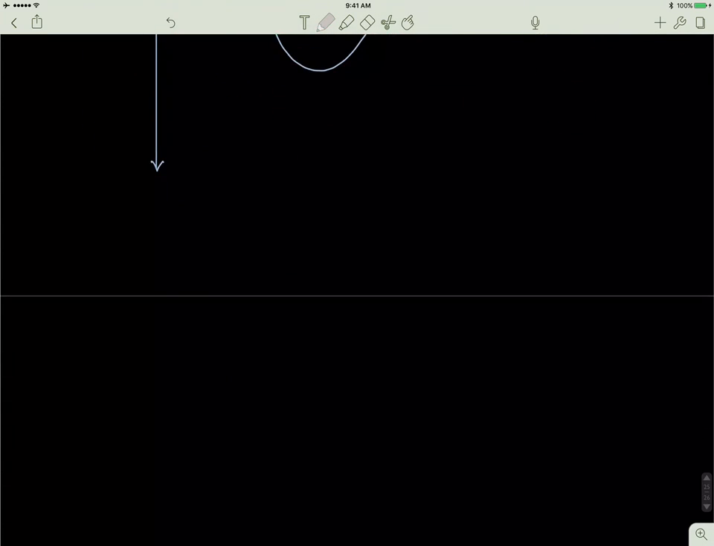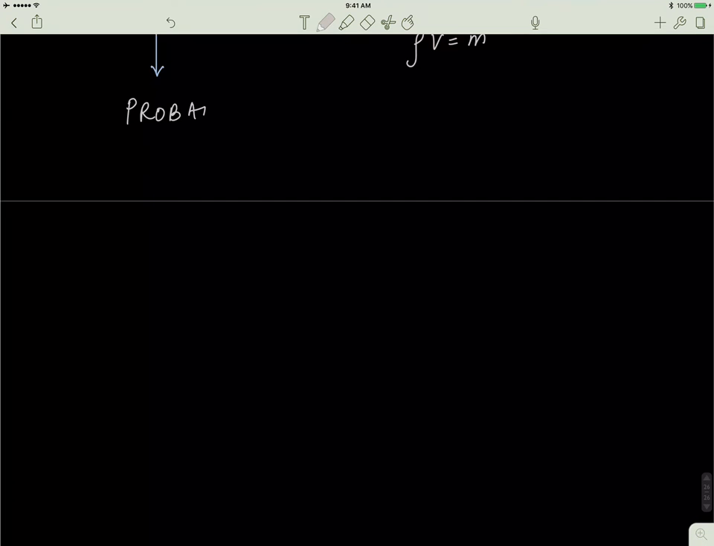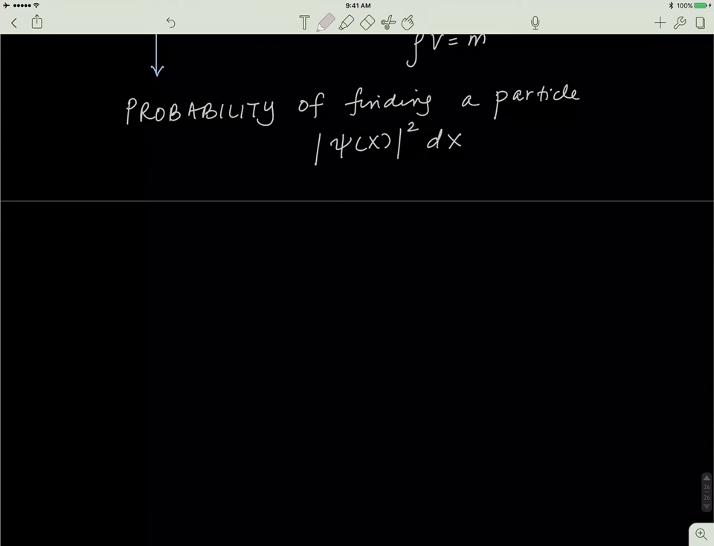So one last thing is that, remember, density is equal to mass per unit volume. So if you want to find mass, you have to go density times volume, and it gives you some specific value. So same, if I don't want to find the density, but I want to find the probability of finding an electron or any particle, then what I have to do is take my probability density, and multiply it by some volume element. So here, the volume element is simply just dx, right?